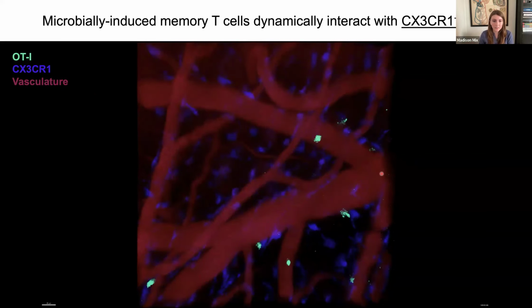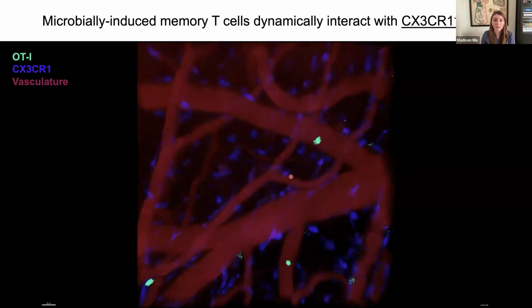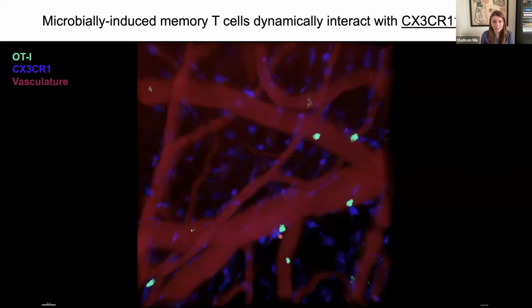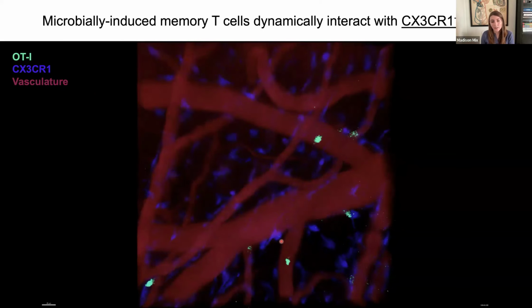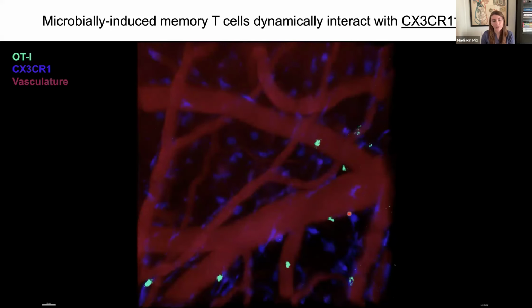And what you can probably first see is we have a lot of circulating memory OT1s in the vasculature that are just very quickly moving by, never sticking around in the brain. But what we do see are these cells that are not stagnant, they are very motile. OT1s that are outside of the vasculature that are dynamically interacting with these CX3CR1 positive myeloid cells.